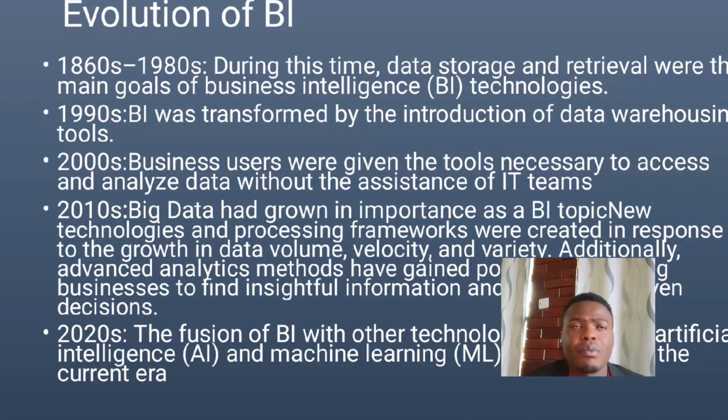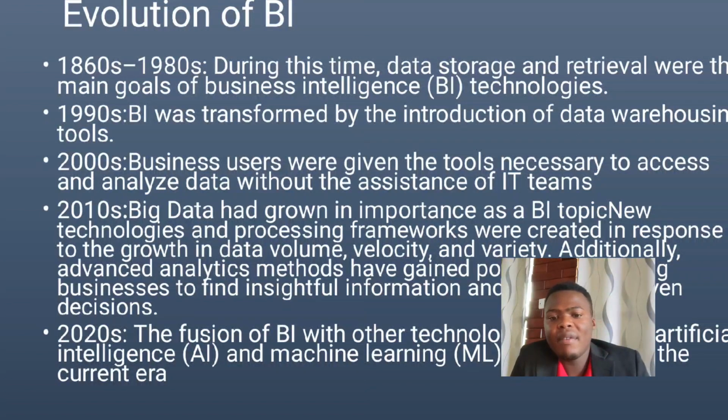Then we also look at the other stage, which was in the 2010s. Big data became a prominent focus in business intelligence. The increasing volume, velocity and variety of data led to the development of new technologies and frameworks to handle the processing of large data assets. Big data became the big deal because it had a lot of information coming from various sources, and it led to the development of new technologies and frameworks to process large data sets.